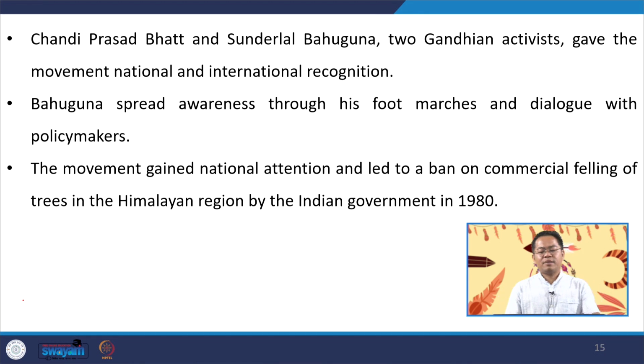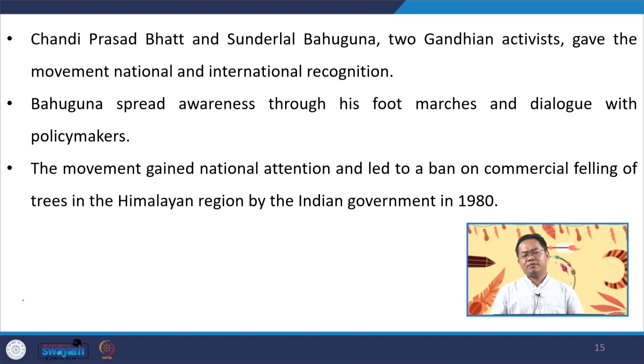Chandi Prasad Bhatt and Sundarlal Bahuguna, two Gandhian activists, gave the movement national and international recognition. Like I said, the Chipko movement was not only limited to the state of Uttarakhand, it had global ramifications. The message of Chipko went far and wide and inspired many other environmental movements. Bahuguna himself spread awareness through his foot marches and dialogue with policymakers, and the movement gained national attention and led to the ban on commercial felling of trees in the Himalayan region by the Indian government in 1980.